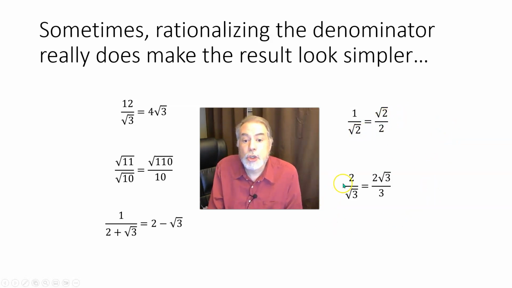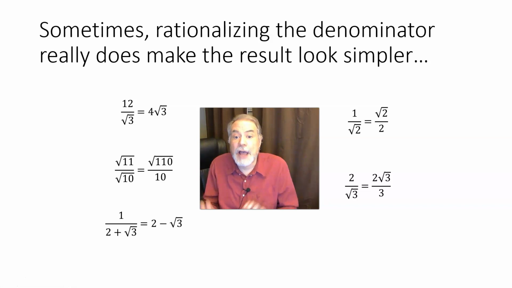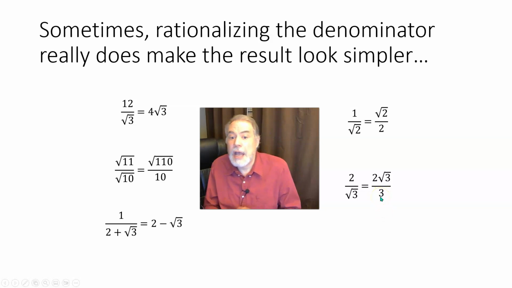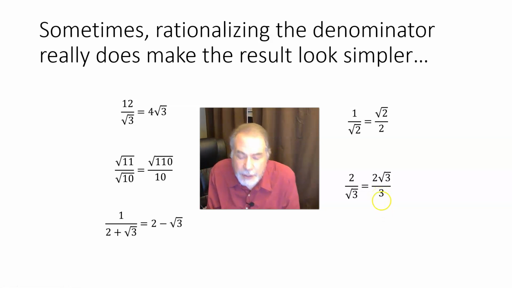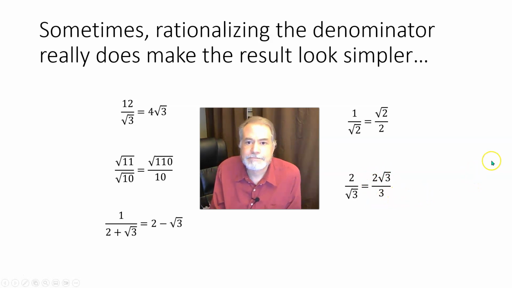Or take 2 over the square root of 3. There, if you rationalize the denominator, you simplify it to 2 times the square root of 3 over 3. But does that really look any simpler? It's still got a square root of 3, it's still got a 2, but it's also got a separate 3 hanging around there. So in a way, that looks more complicated. Why is that any better?